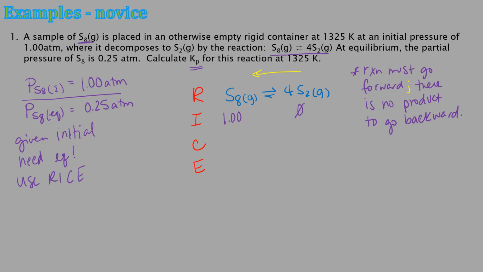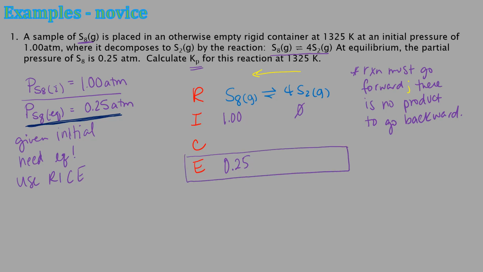Okay, so then that means the change that I'm going to see, I'm going to lose reactant and gain product. Now I'm given another piece of information. It says the equilibrium pressure of S8 is 0.25. So that means I have 0.25 here, right? And I need to know my equilibrium values in order to calculate Kp.